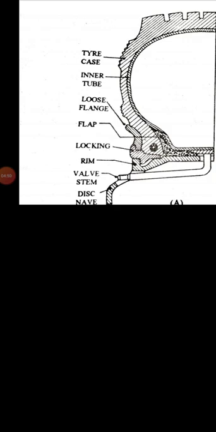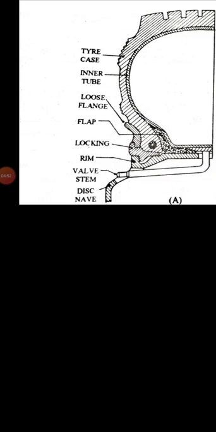In this type of tire, the tube portion protects the pressurized air for a long period. We don't want to release the air from the tube's concealed portion.